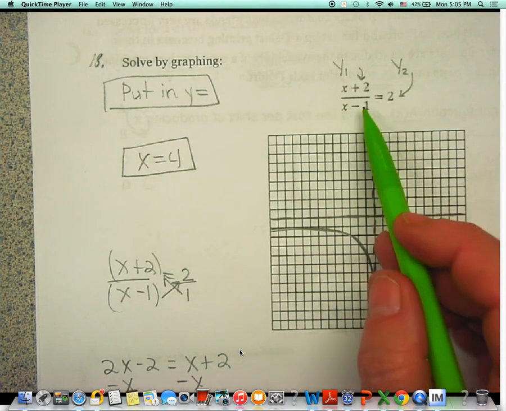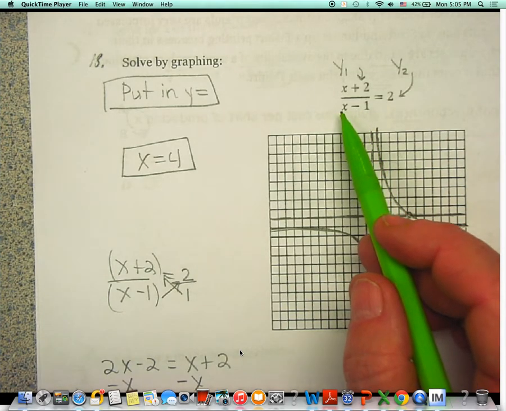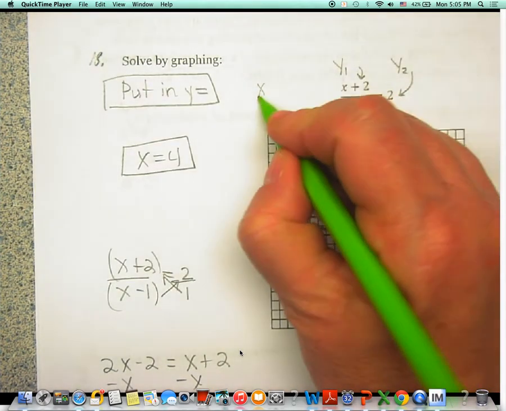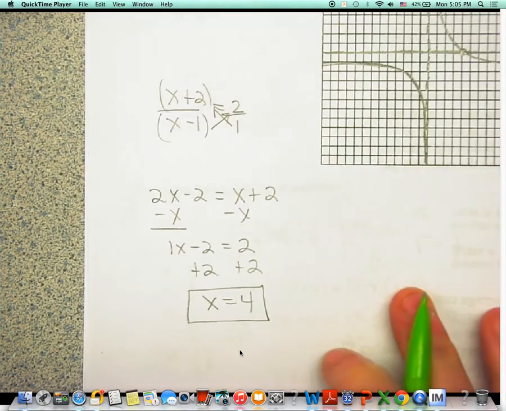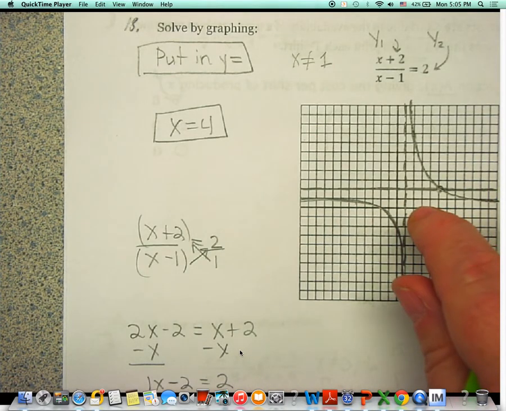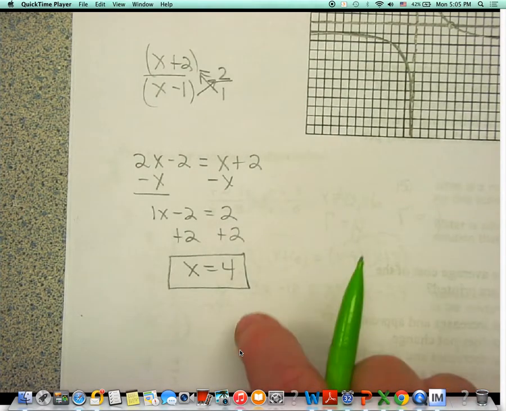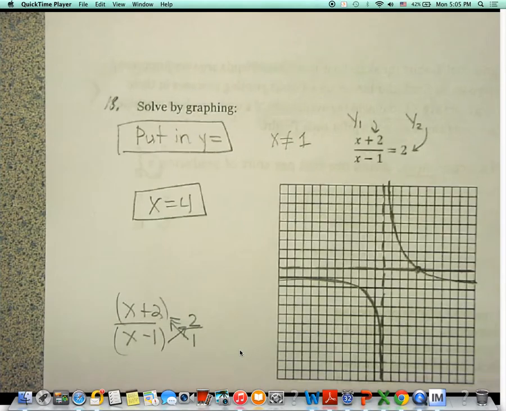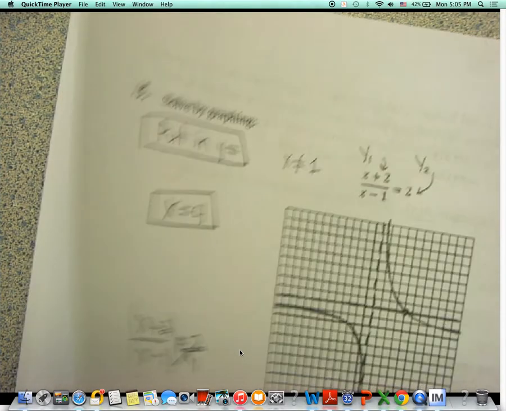Okay, you just want to make sure that it doesn't conflict with any restrictions. So if you look here, the only restriction that would be here is 1, because that would be what would make the denominator 0. So you can say x can only equal 1. But we got 4, so we're good. We got it by graphing. We did it by an intersection on the graph. We also did it algebraically. You only have to do it one way on the test. You don't have to do it both ways. All right, that would be it.